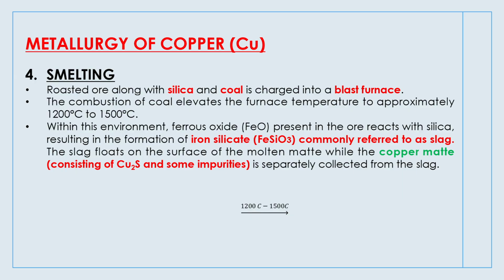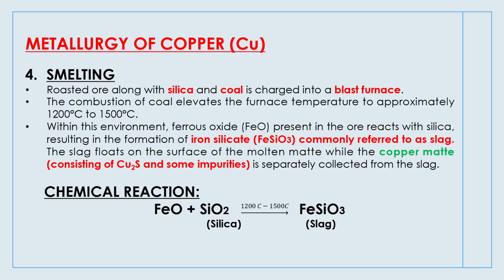This slag will float on the surface of the molten matte, the copper matte. What is the copper matte? It consists of copper sulfide along with a few impurities, and this will be separately collected from the slag. This is the chemical reaction. Here you can see that ferrous oxide is reacting with silica to form slag.